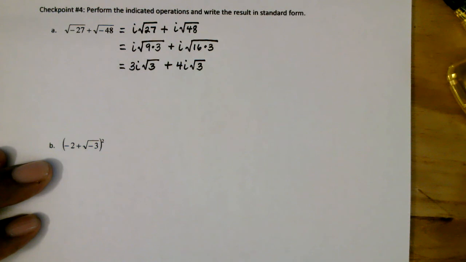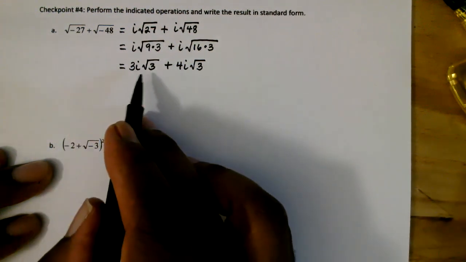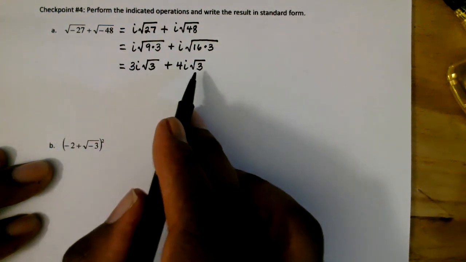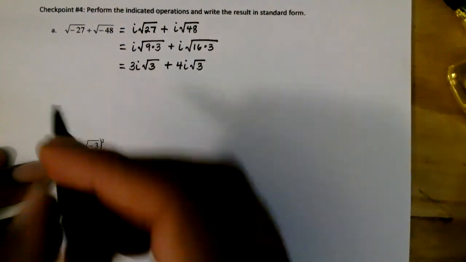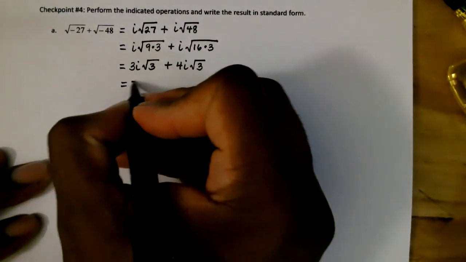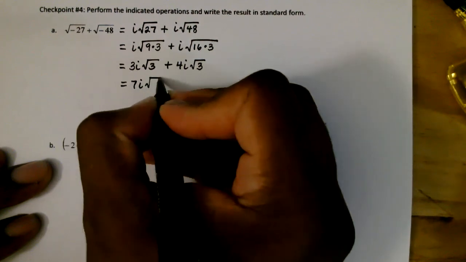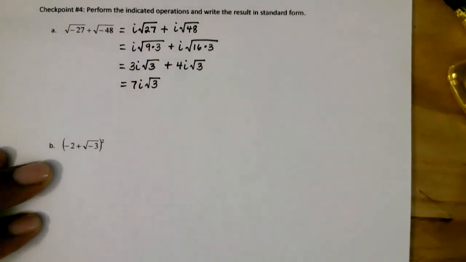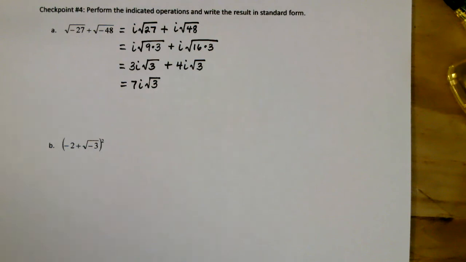Now we can combine like terms because we got i square root of 3 here and i square root of 3 here. So if I add 4 plus 3, that will give me 7. So I have 7i square root of 3. And that will be the final answer to that problem.